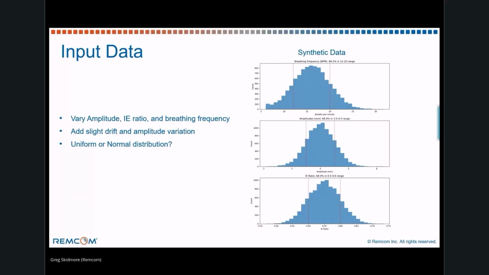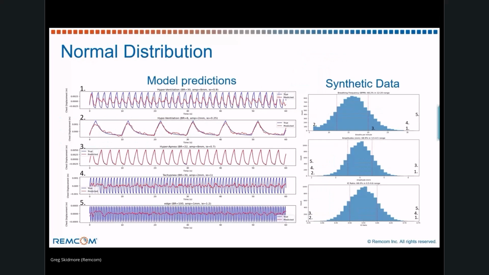Next slide. So what we do is we capture synthetic data of the breathing humans, human models with different frequencies, amplitudes, and inspiration ratios, which goes back to the anatomical model that we showed earlier. Next slide.